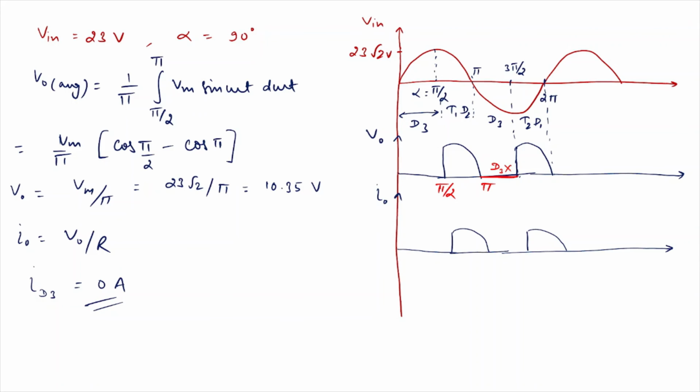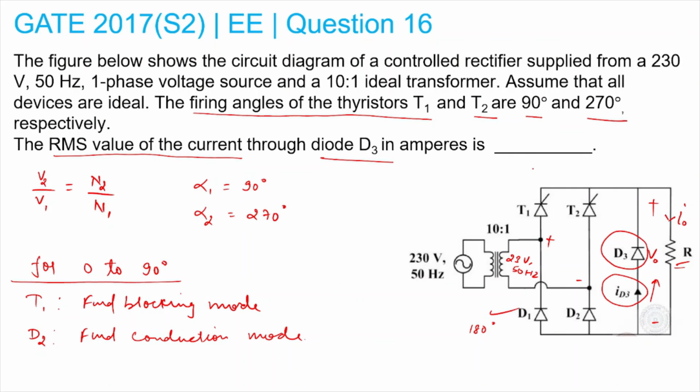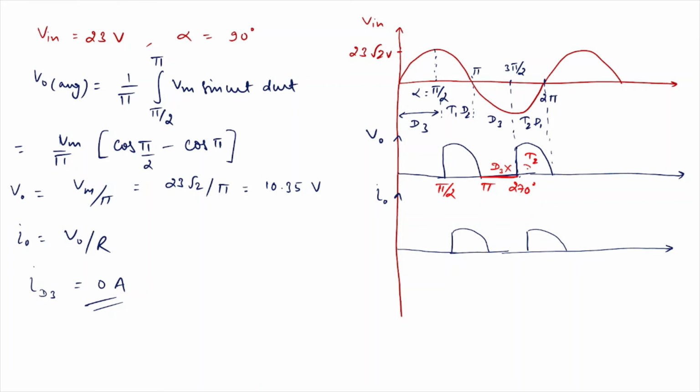And again at 270 degree, D2 would turn on and D1 would be on already. So here T1 and D2 are there, and D3 is not conducting. Here T2 and D1 are there. Again, D3 would not conduct. So D3 is not conducting because of the resistive load.